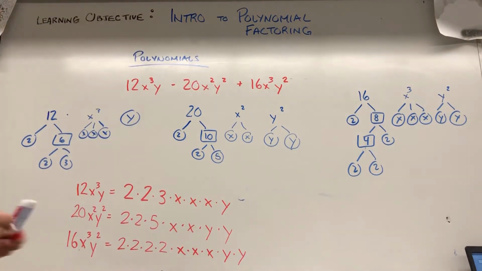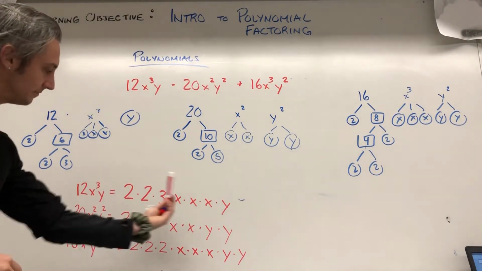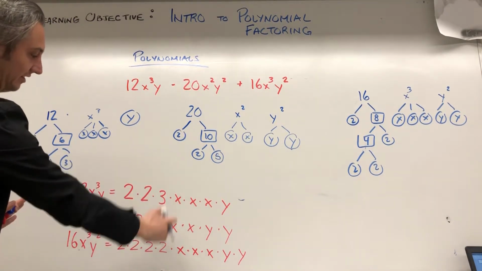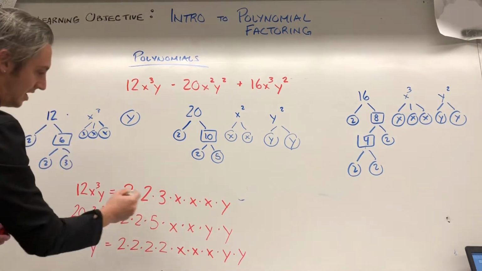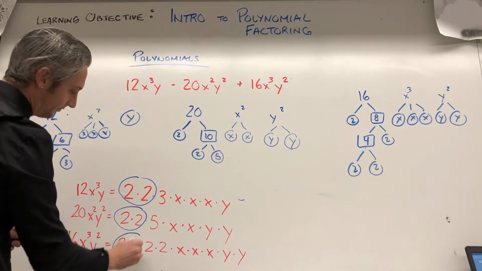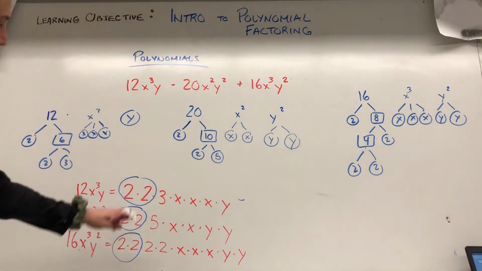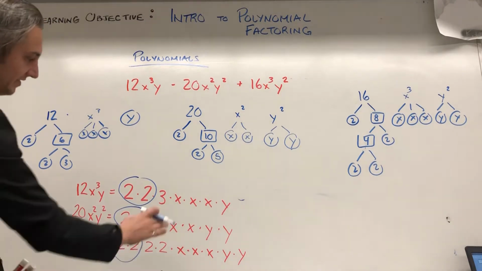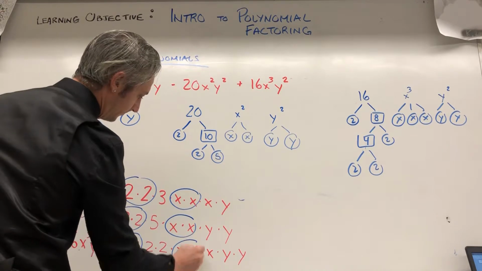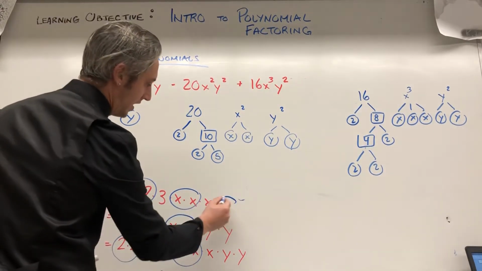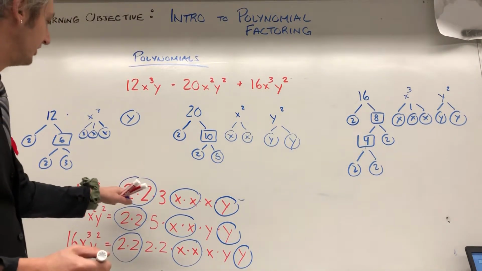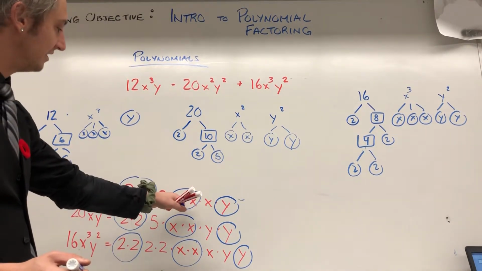Now I've got 3 items here with 3 factor trees. Now I have to find what I have in common. So let's start with just the digits, the numbers, the non-variables. In common across all three, I have two 2's in common. Those are the only things that I have in common. In terms of x, I have two x's in common. And then in terms of y, I have one y in common. So I can pull out 2 times 2 is 4, x times x is x squared, y.